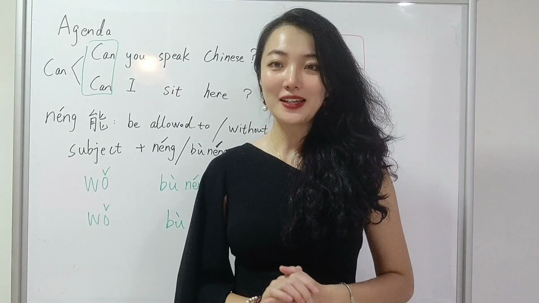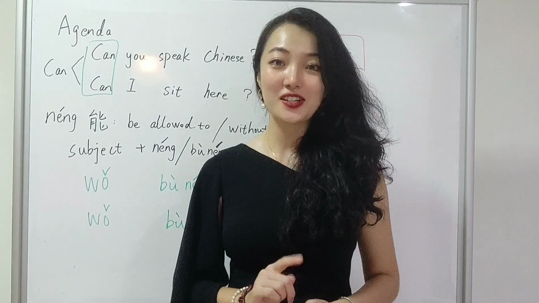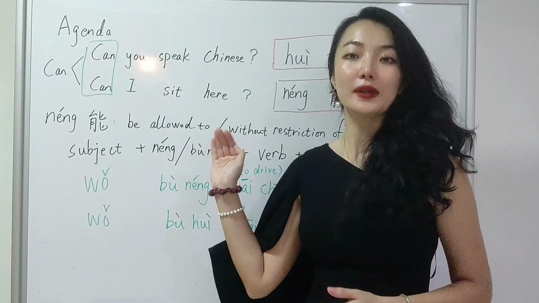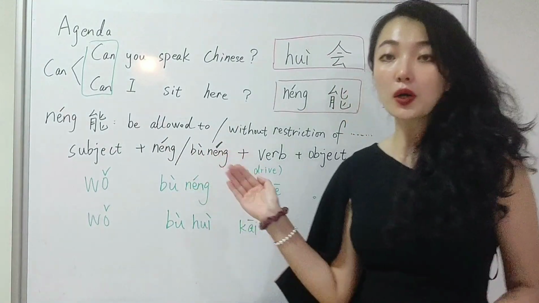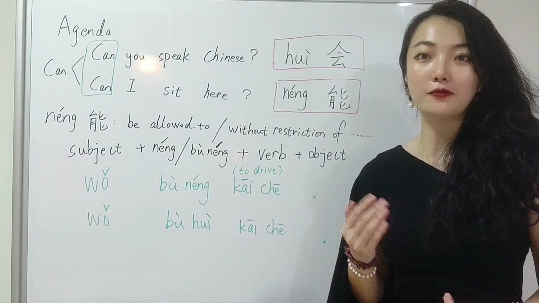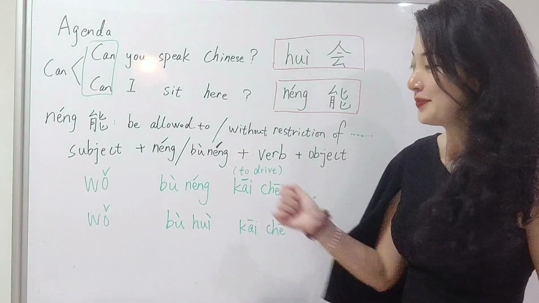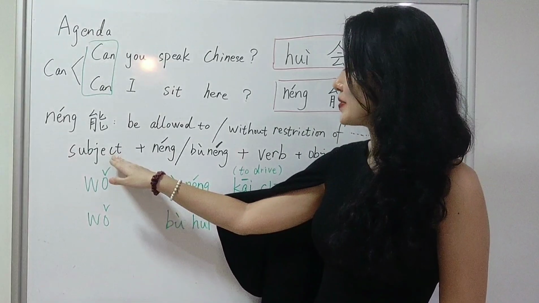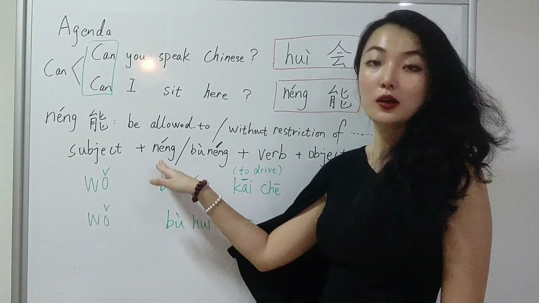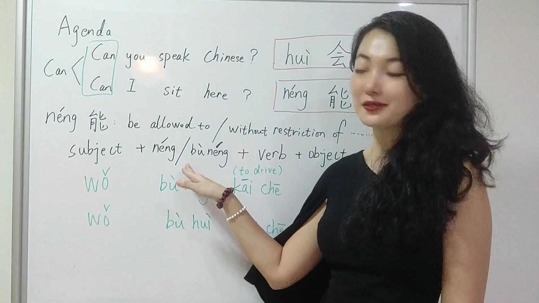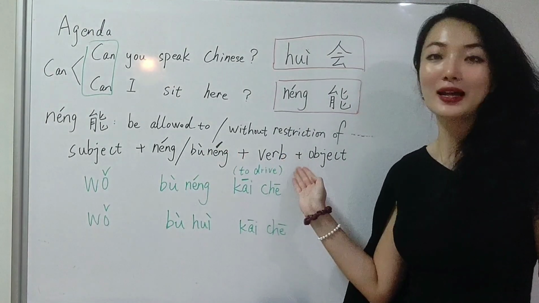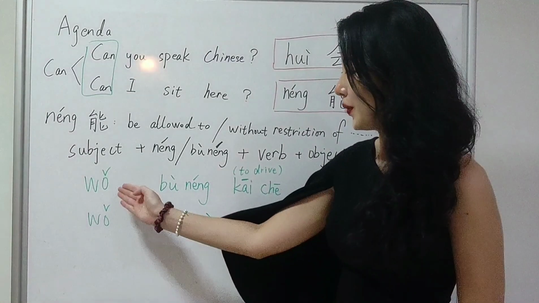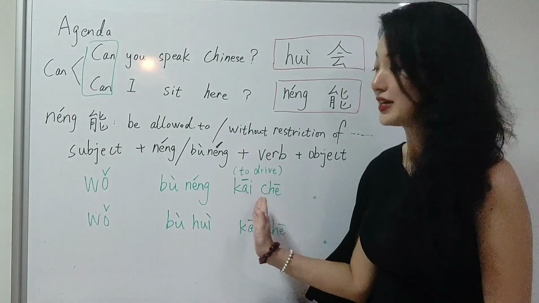Okay, then now let's move on to the second "can", which is 能 (neng). Neng means to be allowed to do something or to do something without any restrictions. The formula is very similar to 会. It's still subject plus 能 or 不能 as an adverb plus verb plus object. So the first example is 我不能开车.